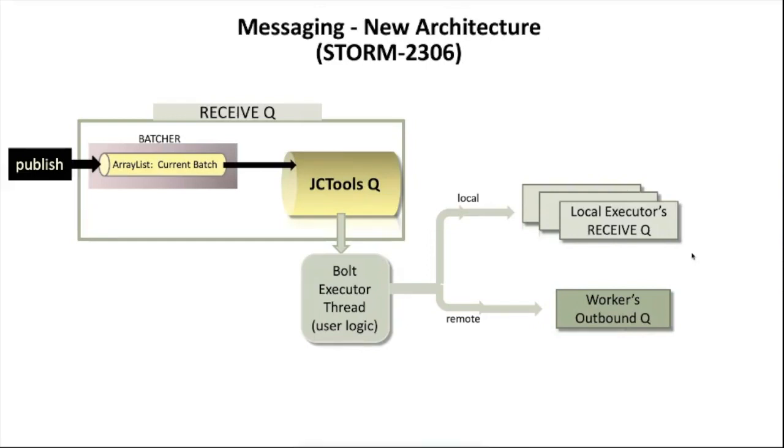So all that happens is now the black thread, which is the publisher, is writing to the current batch, and that's getting dumped into the JC tools queue. So we've replaced disruptor with JC tools. And then that's draining into the bolt. The bolt is basically reading messages off of its incoming queue and directly writes it either to the outbound worker's outbound queue or another local bolt's input queue.